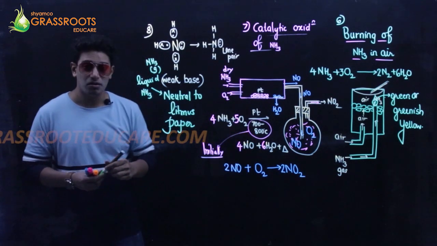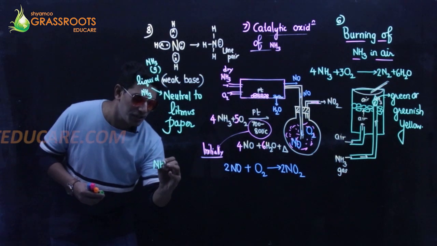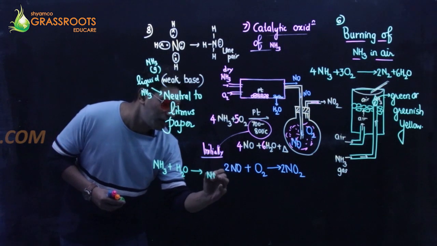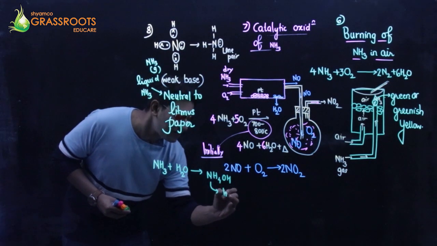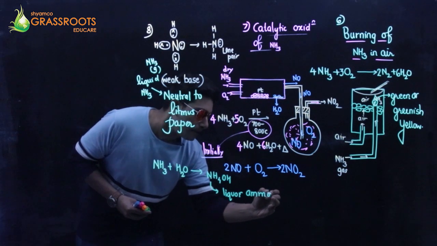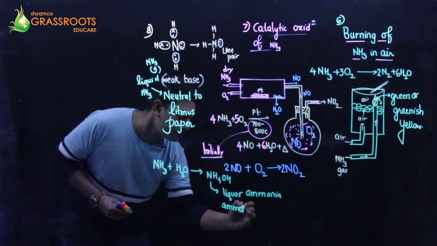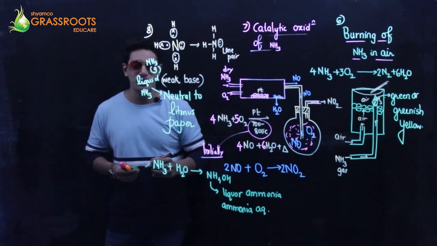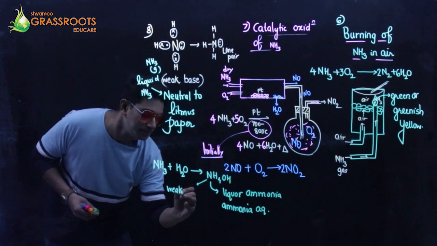But if you use aqueous ammonia, that means if you put ammonia in water, it forms ammonium hydroxide. Now, there are many names for this. You can also call it liquor ammonia, or ammonia aqueous, or ammonium hydroxide. And yes, this is a weak alkali.